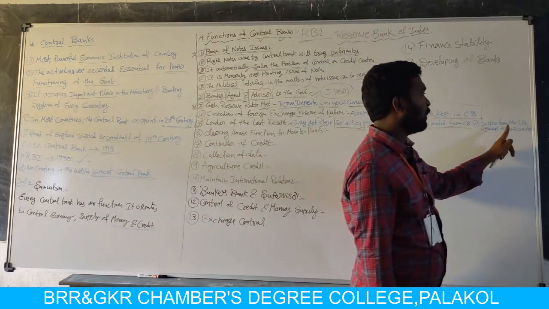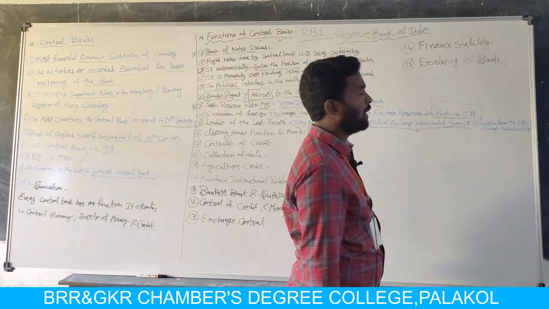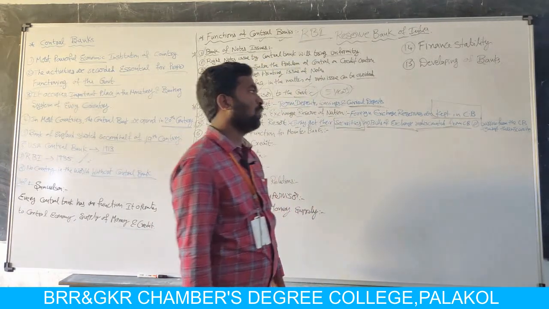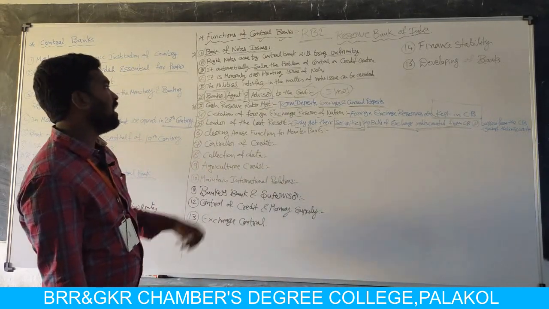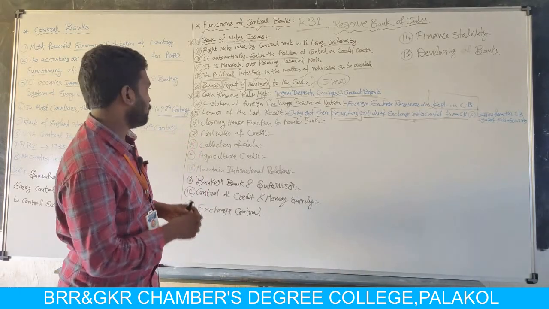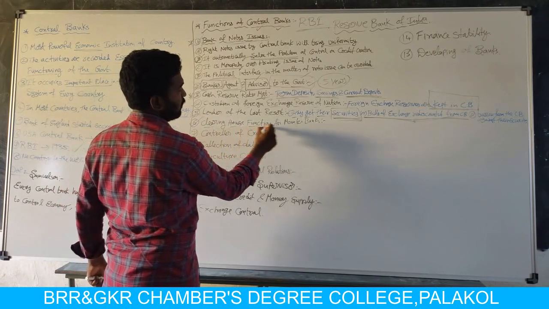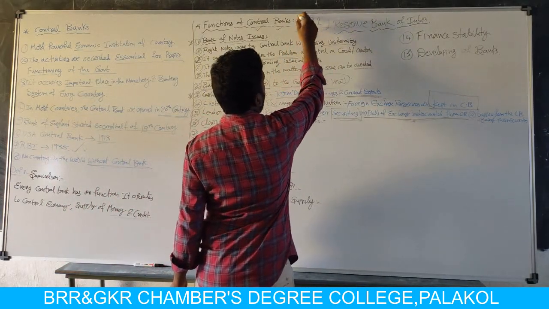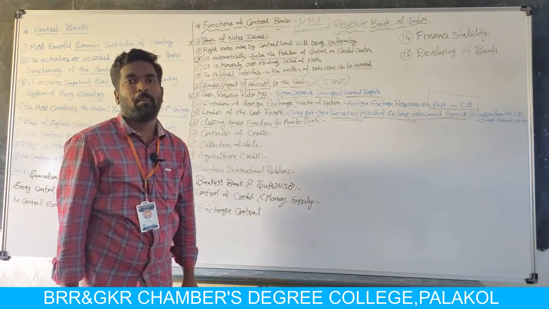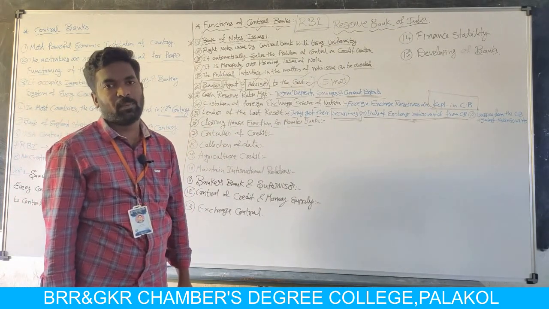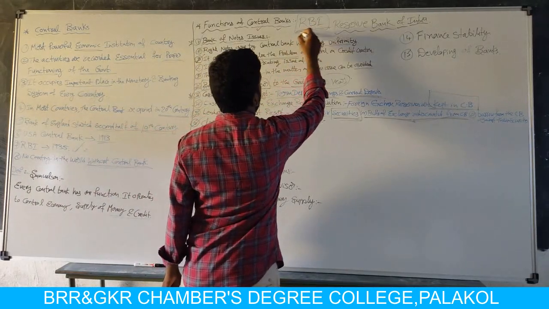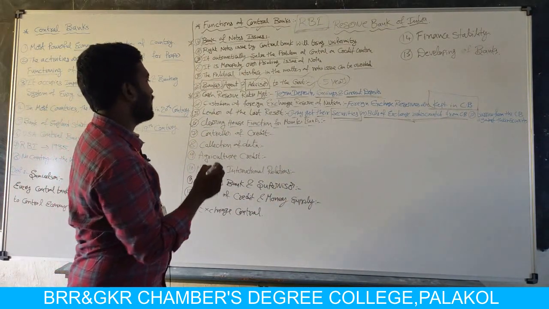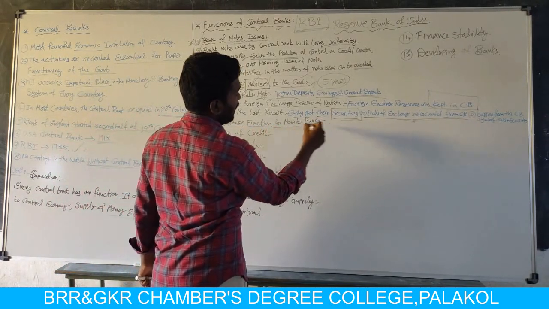And the second point, borrowing from the central bank against their securities. Borrowing means loans given by the central bank against their securities, which are shares. So these two points are important functions of the central bank. Then the next point, clearing house function for member banks. The Reserve Bank of India is the head bank of all Indian banks, whether nationalized or non-nationalized. Each and every bank's head office is RBI, so every bank works under the Reserve Bank of India.